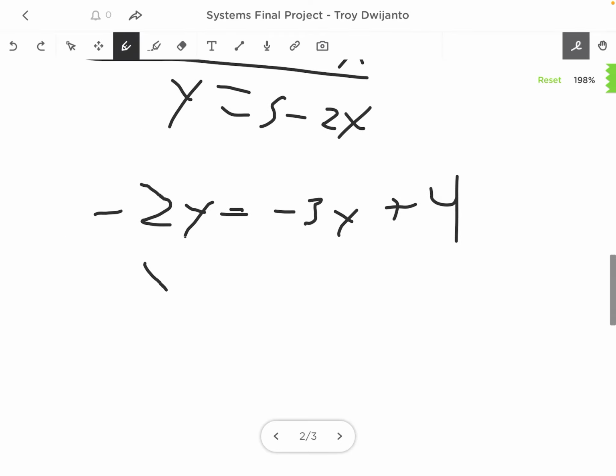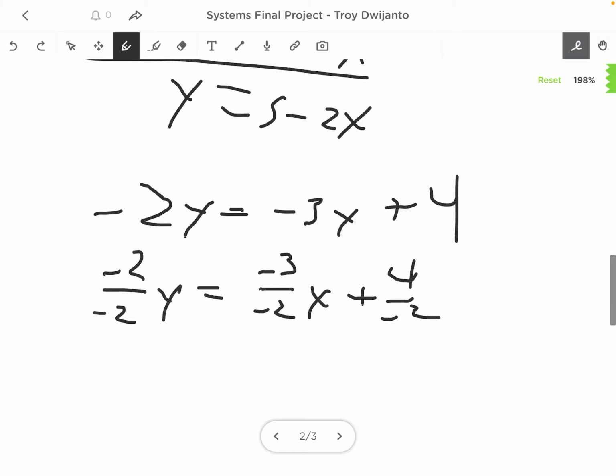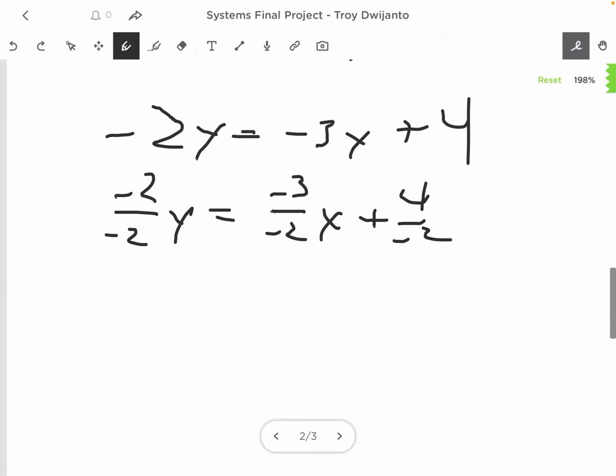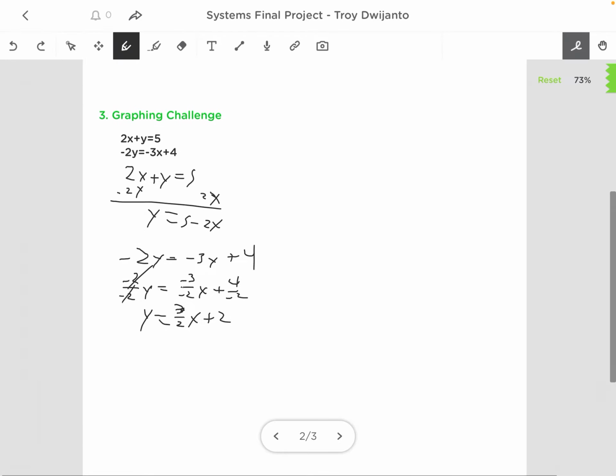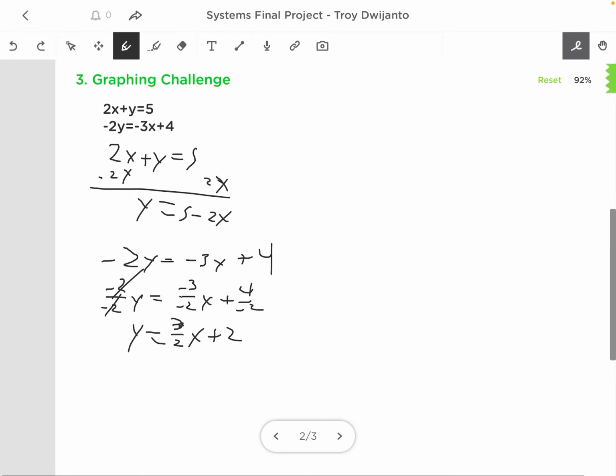So negative 2y equals negative 3x plus 4, all over negative 2. The negative 2 on the left cancels out, so y equals negative divided by negative, which is a positive 3 over 2 x. And 4 divided by negative 2 is plus 2.